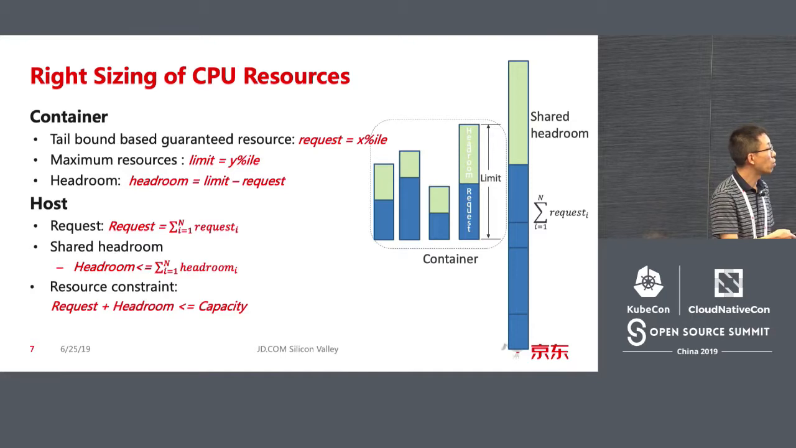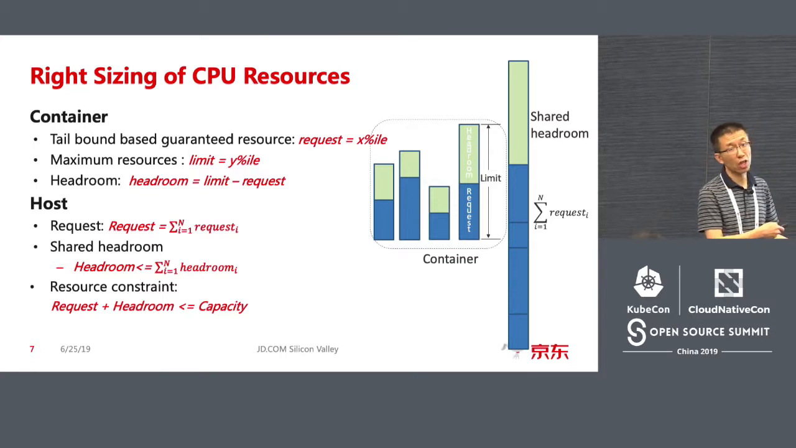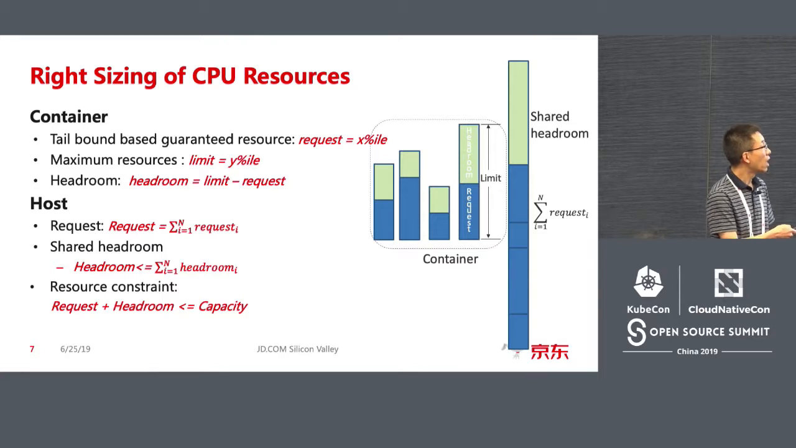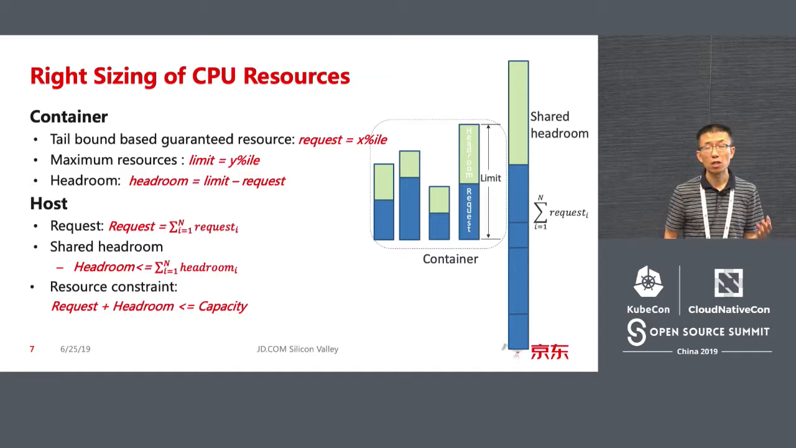We take the 90% value as a baseline, and then we have the container limit, that is the maximum utilization value. We can set the maximum value. This part cannot be guaranteed if competition happens.